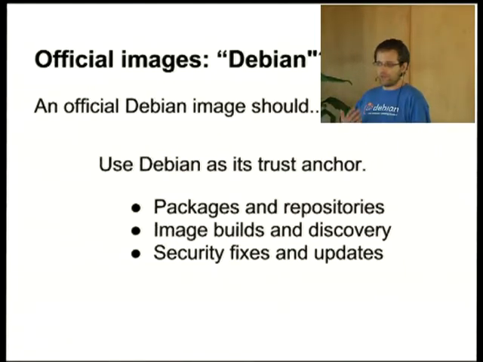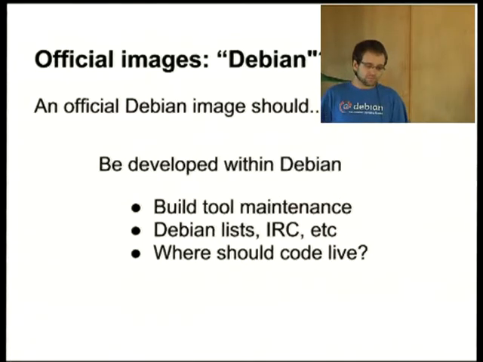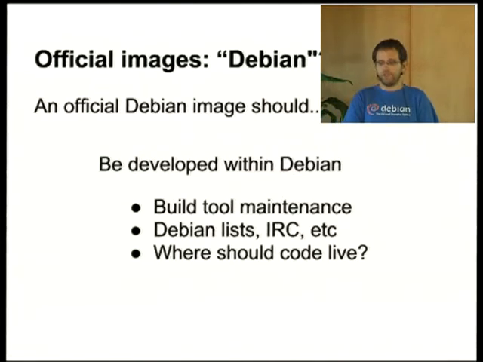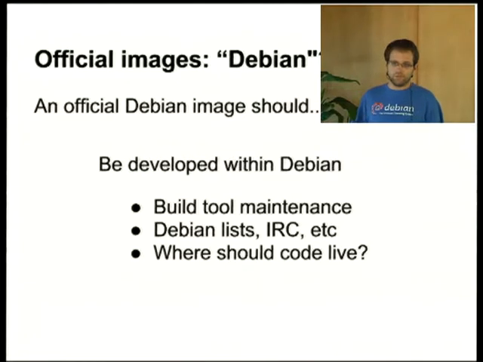This extends to packages and repositories, to image builds and how to discover the images, at least one way of discovering the images. They should be able to find them through Debian. They should get Debian security fixes, updates from Debian. They should be able to rely on Debian as a source. And again, things that are officially Debian are done within the Debian community. The build tools are discussed on Debian Cloud, the Debian mailing list, IRC.